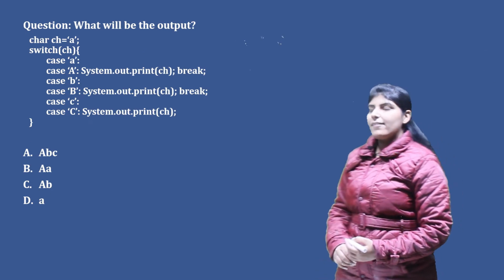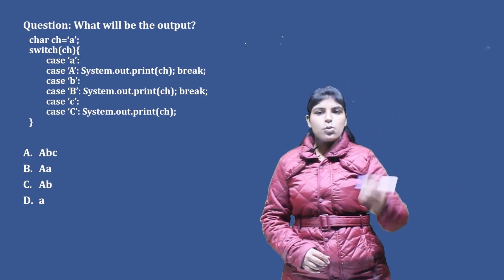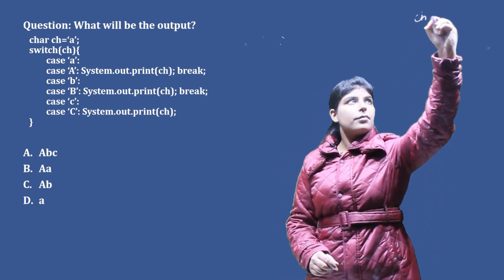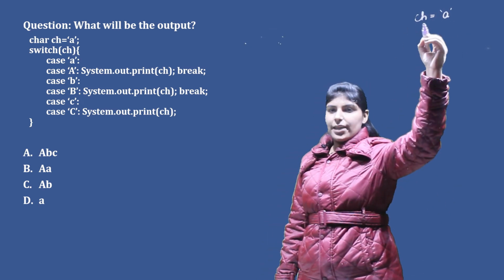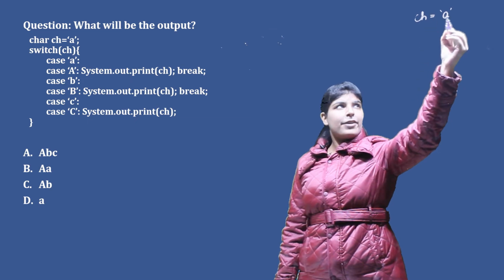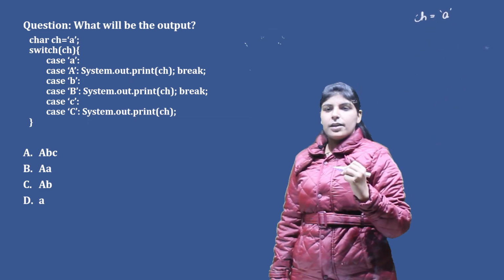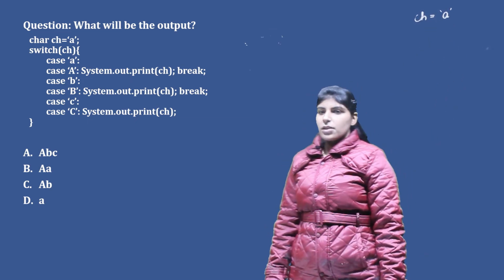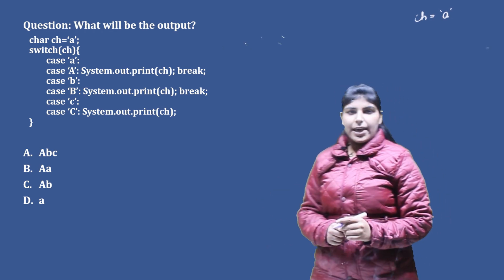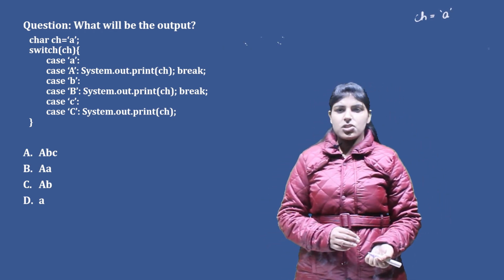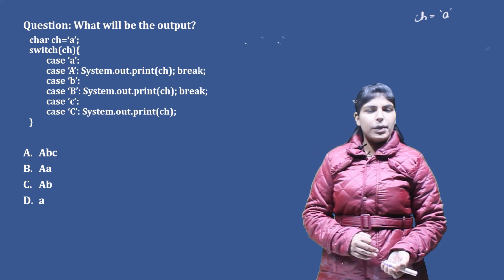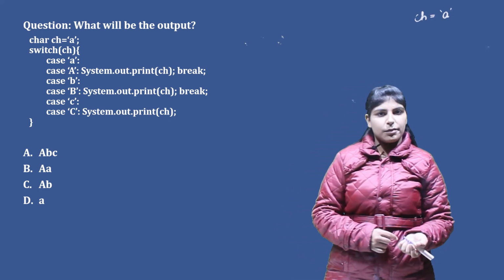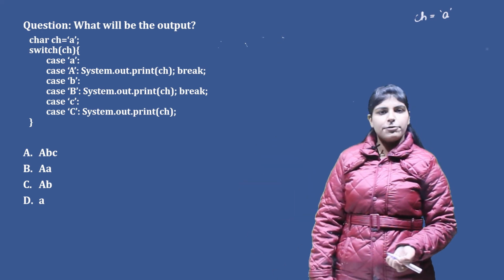So in this question I have a character variable ch whose value is a. Now there is switch ch. So I'll switch on this and whenever I find case small a, the statements will be executed. So now the first case is case small a. So this is matched, but there is no statement inside the case a. So no statement will be printed. But there is no break statement also. So I'll execute all the further statements.